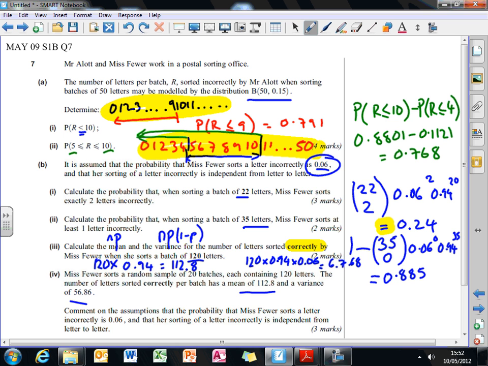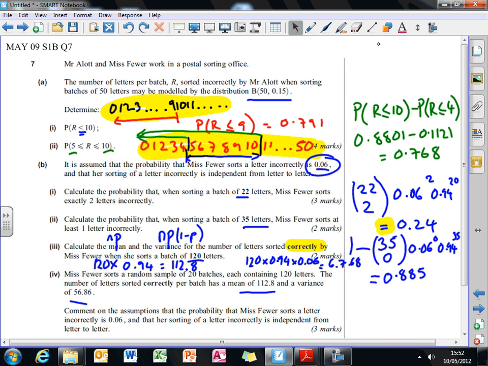So the means are the same. If you notice, the means are exactly the same. So I think that the probability of sorting a letter correctly being 0.06 is probably an accurate assumption. But the variance is very different. It's gone from being 6.768 to 56.86. So I don't think you could say that sorting of a letter incorrectly was independent from letter to letter.